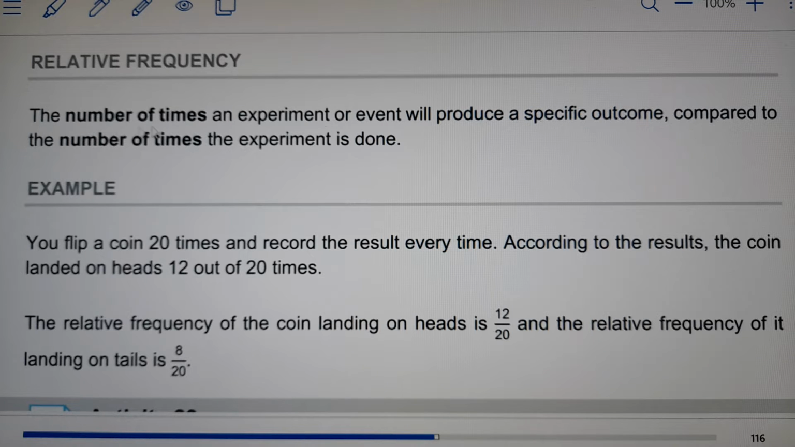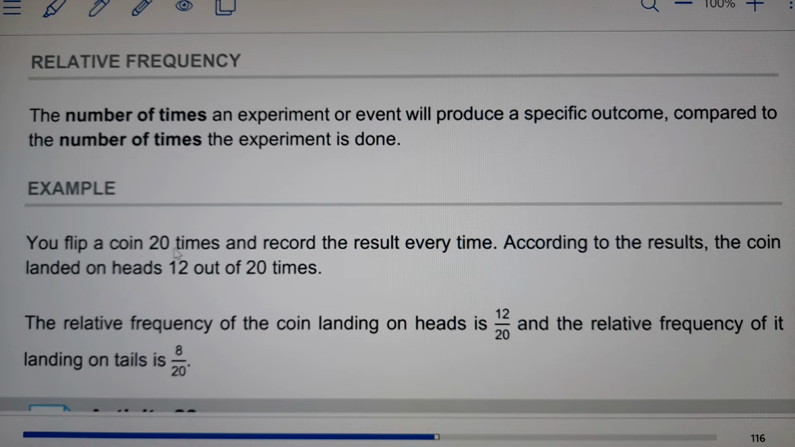Relative frequency is the number of times an experiment or event will produce a specific outcome compared to the number of times the experiment is done. Okay, let's read it again. The number of times an event will produce a specific outcome compared to the number of times the experiment is done. That is the relative frequency.